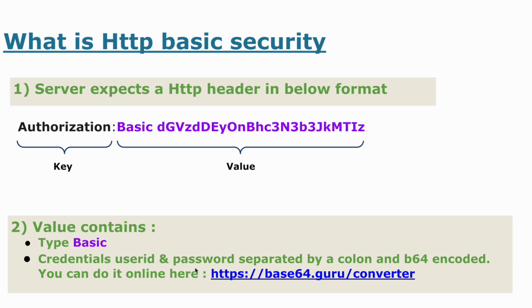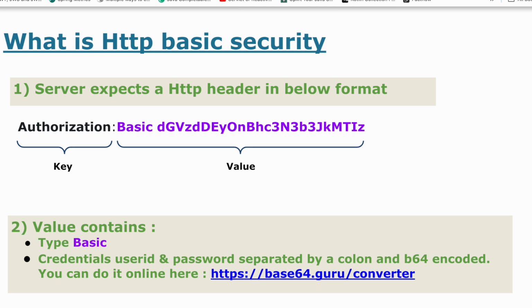In order to convert to base64 encoding, there are many online sites like the one I listed here, where you can put your username and colon password, and get the base64 encoded version of that. You can pass that after the word Basic as the value of the authorization header for accessing any Spring Boot endpoint, or any endpoint which is protected with HTTP basic security. So now let us see how in a Spring Boot project we can implement this HTTP basic security, and how Spring Security actually enforces it internally.